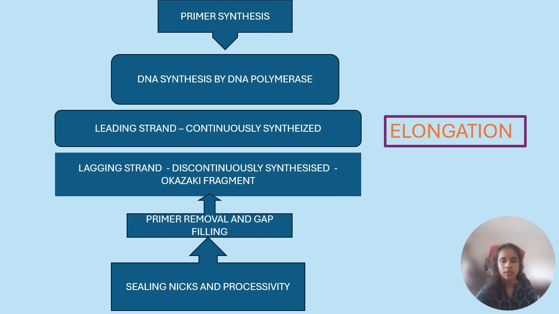Then the processivity also is maintained, that is sliding clamp processivity, in the sense of the rate at which the DNA polymerase can add the nucleotides to the growing strand. Okay, the speed basically. That speed is maintained by certain proteins like sliding clamp proteins, for example PCNA in the case of eukaryotes. They help in holding the DNA polymerase onto the template for efficient elongation.